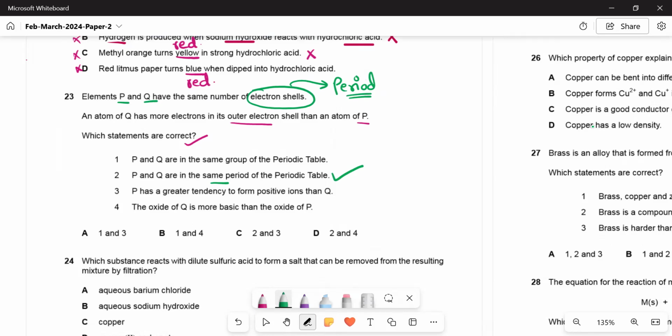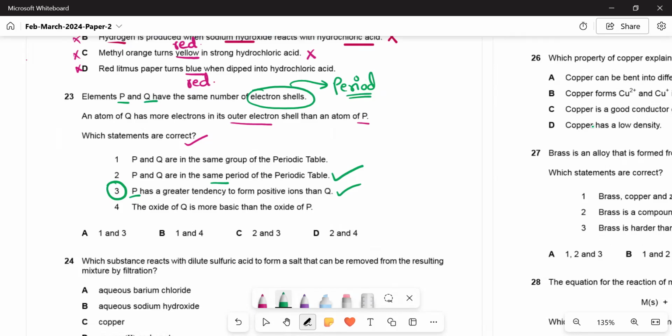Second, P has a greater tendency to form positive ions. This one is also correct. P has a greater tendency because if the metal is present in group number 1, then it has more tendency to lose 1 electron as compared to 2 electrons. And to lose 2 electrons, its tendency is more as compared to losing 3 electrons. So statement 3 is correct.